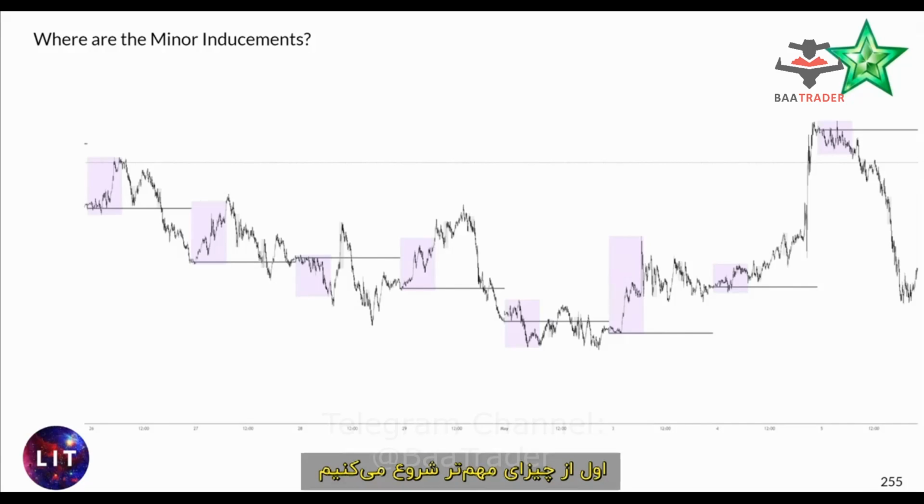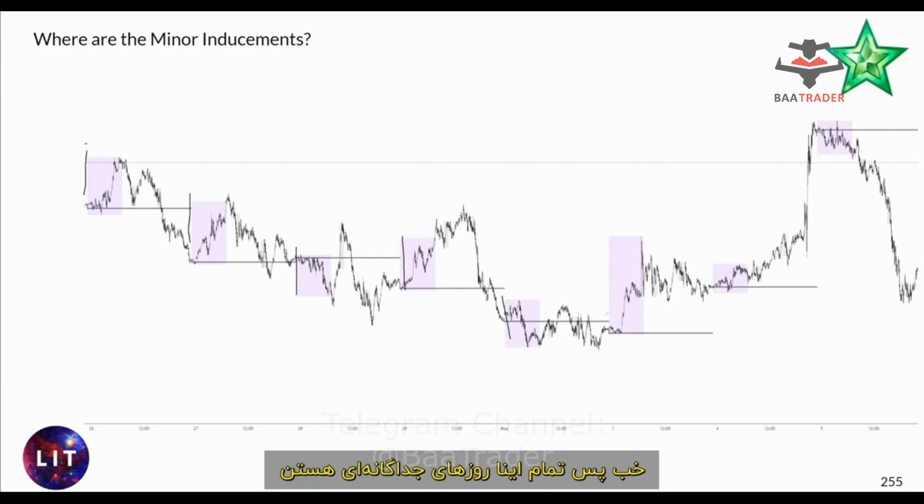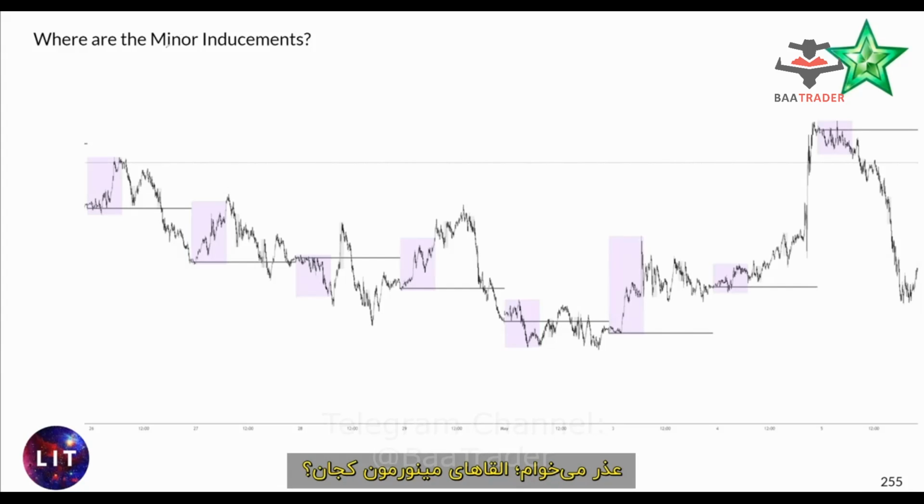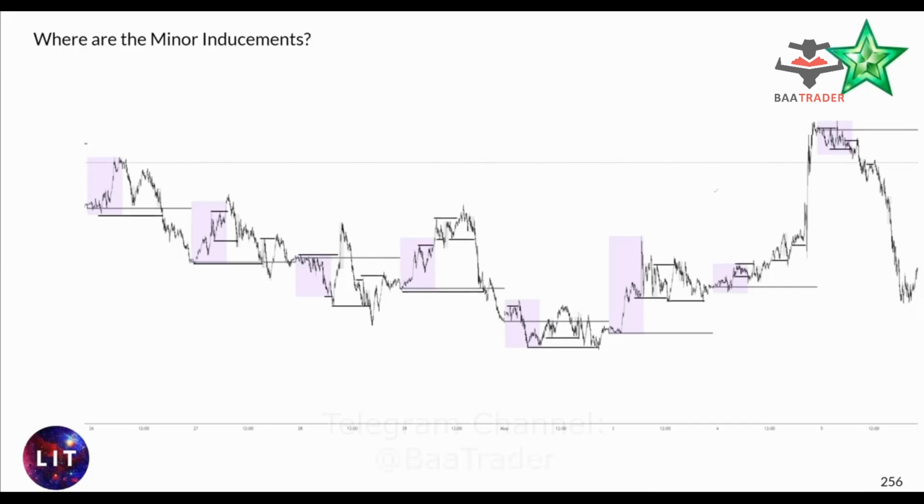First things first, as you can see, we've divided the days with our box. So all of these are separate days, like so. So where are our medium inducements? Well, we know that, sorry, where are minor inducements? We know that minor inducements are of same day structure. So if I just put them on screen, there you go. All of these minor inducements make sense.